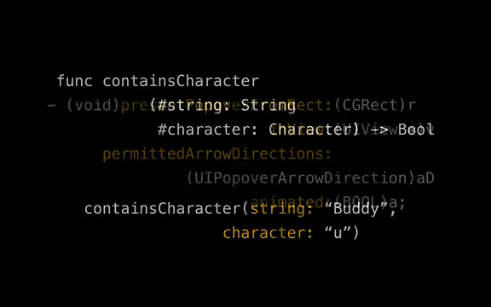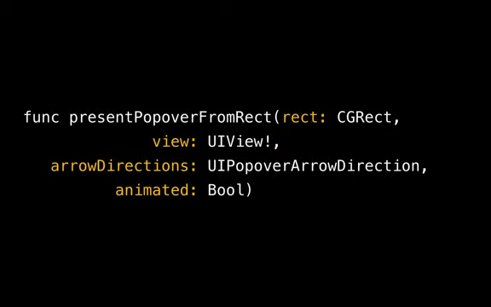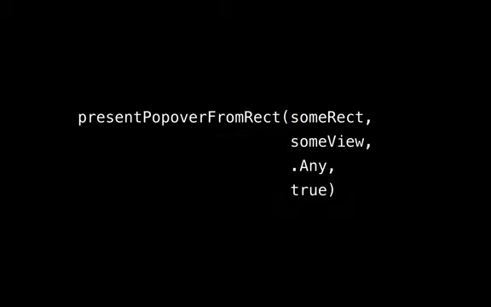Mix and match lets you do things like this. This is the popover presentation API from UIKit. It gets converted into something that looks vaguely like this by the mix and match system for Swift, right? So you've got a function, present popover from rect, rect view, arrow directions, animated. That produces a call site that looks like this.